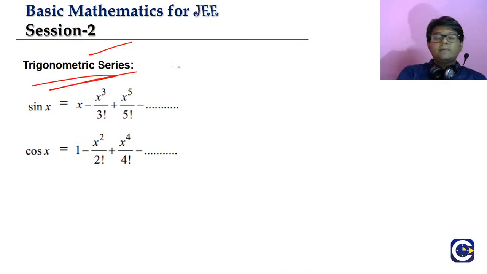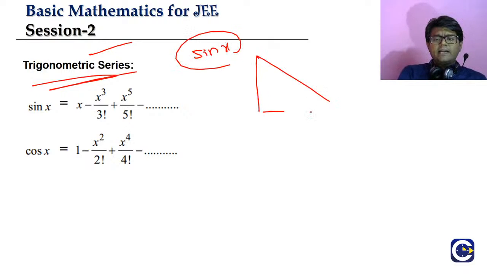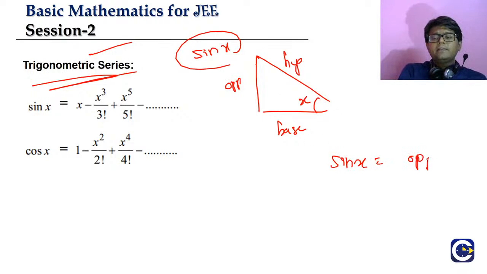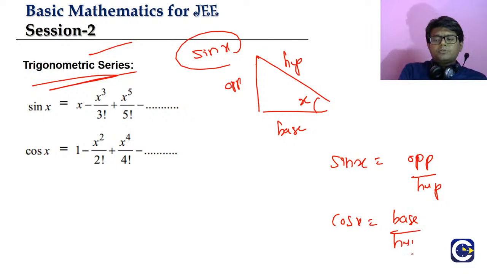Just like the way I was mentioning before, we know what sin x is. If you take a right angle triangle, look at an angle x. This is the opposite, this is the base and this is the hypotenuse. So sine will be opposite by hypotenuse. Cos will be base by hypotenuse. So these are the trigonometric ratios that we get from the right angle triangle consideration. But here what we are looking at is a trigonometric series.